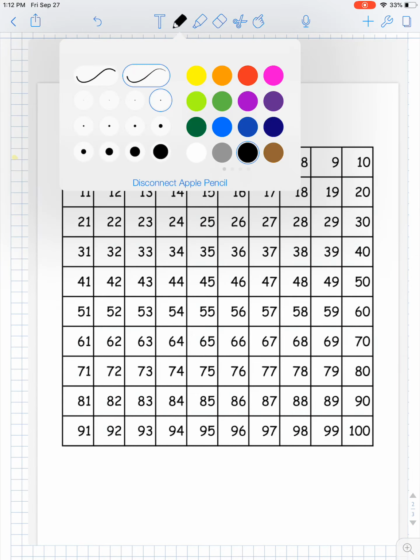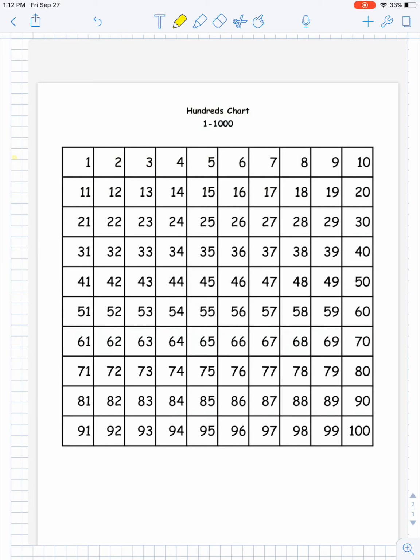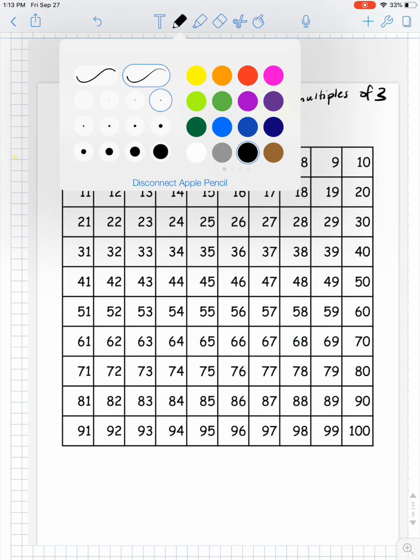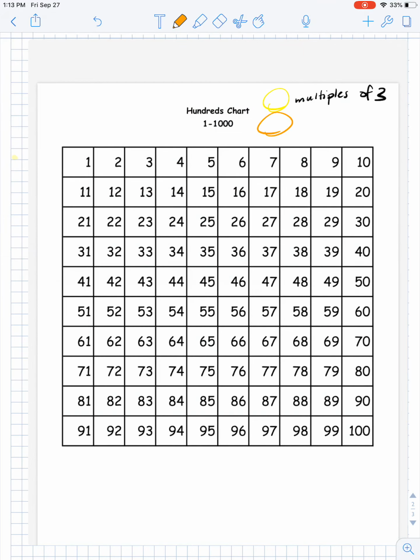So I'm going to use yellow to circle all the multiples of 3. And then I'm going to use orange to circle all the multiples of 9. And then this will enable us to easily see overlap in the common multiples.